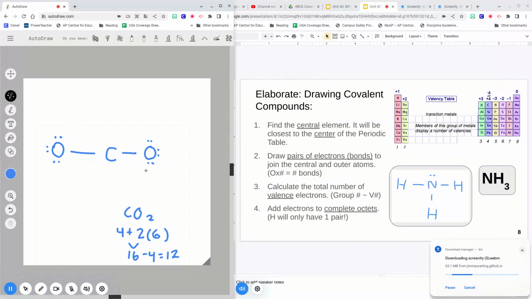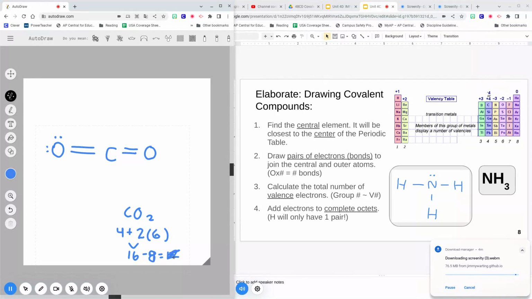So oxygen has 8 valence electrons, but carbon only has 4. And I mentioned earlier that the oxidation number could be a clue as to the number of bonds that we need to include. So carbon is not happy even though oxygen is. So I'm going to go back for a second and take out a few of those electrons. And then instead, I'm going to add a double bond here and a double bond here. So now we have 2, 4, 6, 8 valence electrons. 16 minus 8 would be 8.